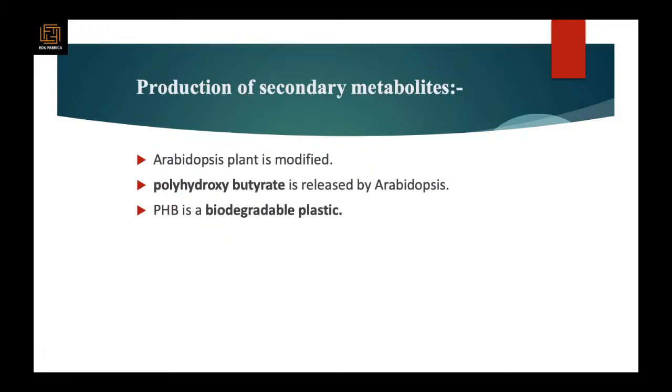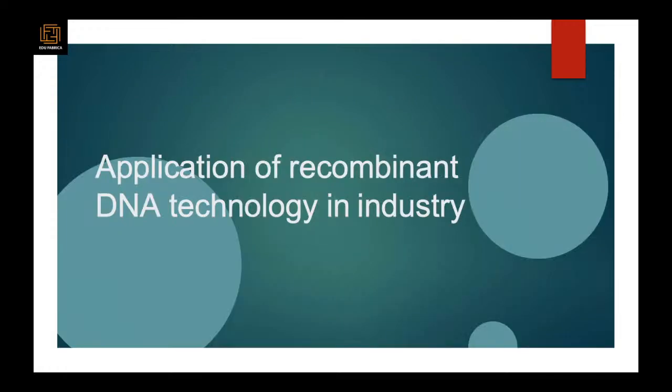Production of secondary metabolites. So the Arabidopsis plant is modified. Polyhydroxybutyrate is released by Arabidopsis. PHB is a biodegradable plastic that is excreted, helping clean the environment, and also creating plants.